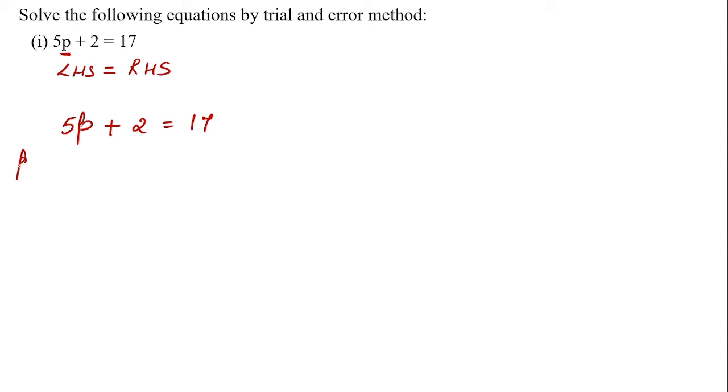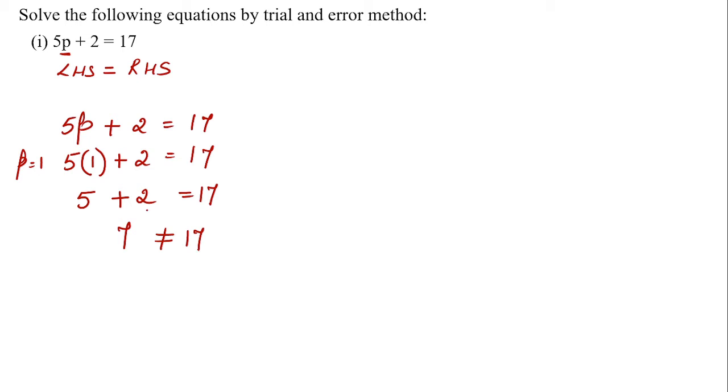Let us assume the value of p is equal to 1. Then the equation will be 5 into value of p, which is 1, plus 2 is equal to 17. 5 into 1 is 5, plus 2. 5 plus 2 is 7, which is not equal to 17. As such, p is equal to 1 will not equate the left hand side with the right hand side.